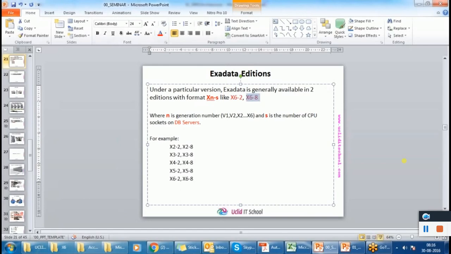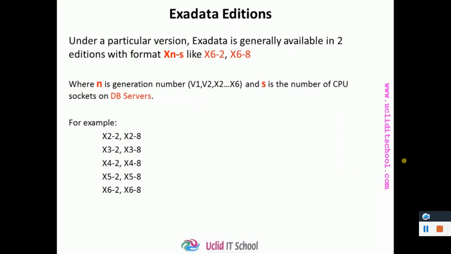Similarly, if you take X5, there are two editions under that, X5-2 and X5-8. Similarly, if you take the X4 version, X4-2 and X4-8, X3-2 and X3-8, X2-2 and X2-8. So this started from the X2 version. Earlier this concept was not there. So what are these editions? This is similar to the Oracle database software. The same release of the software is available in different editions: Enterprise Edition, Standard Edition, like that. Exadata is also available in two editions.